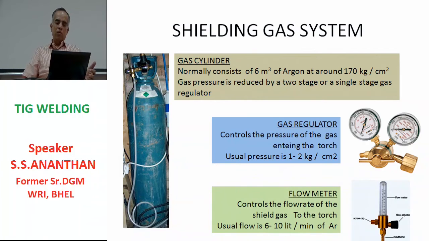Now the gas regulator, as we can see, what is shown in the picture is actually a two-stage regulator, where there are two stages, and in other types you have a single stage regulator, but much less used in the TIG welding process. Flow meters are meters which can control the gas flow rate, and they are available from 0 to 20 liters, 0 to 50 liters, 0 to 100 liters per minute also.